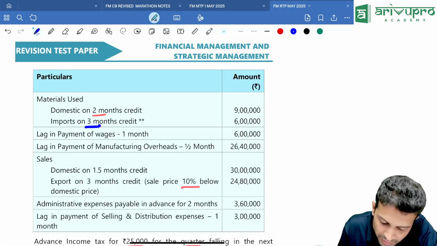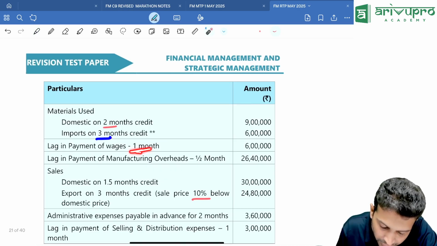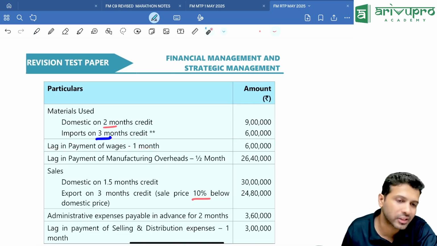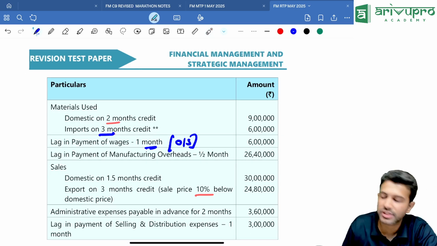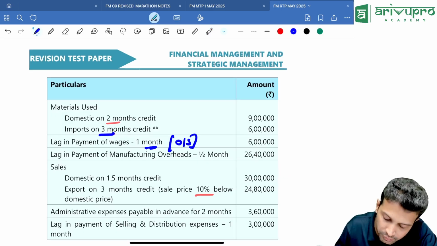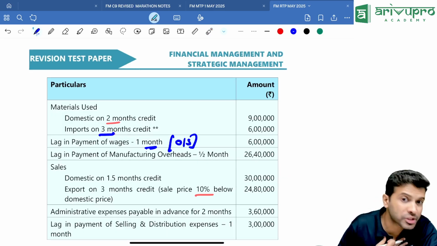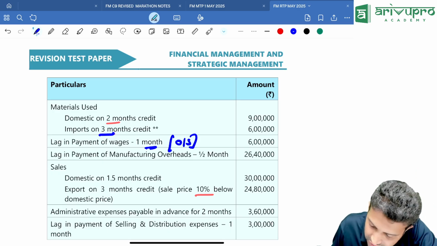Okay. Payment of wages. Lag in payment of wages 1 month. Lag means what is this, sir? Outstanding. There is an outstanding wages to the extent of 1 month. What is the total wages? Outstanding we have to find. What is the total wages they've given?